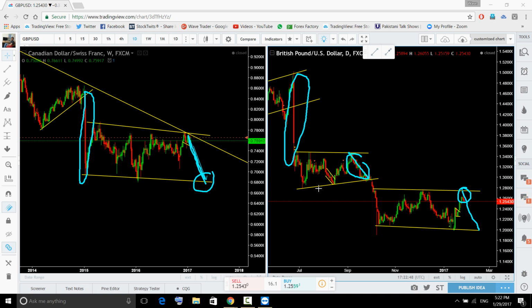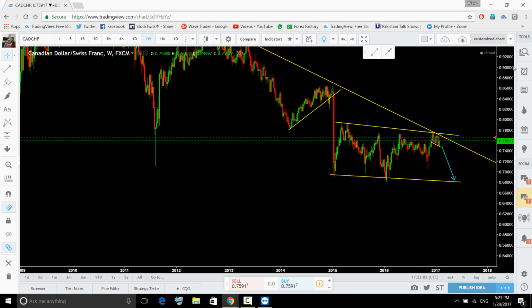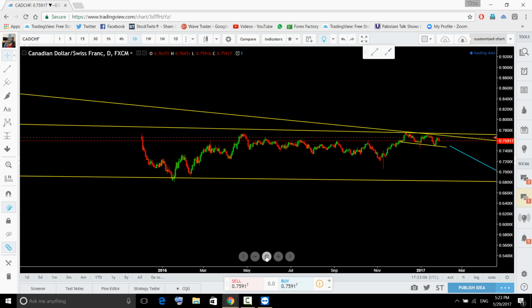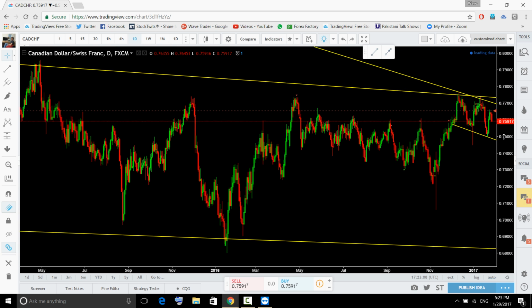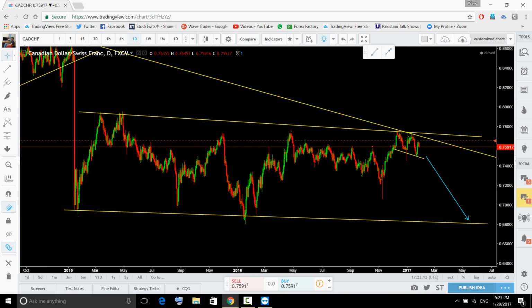All right, so this is the pattern, guys. You can see it clearly. This is a continuation pattern to the downside on CHF. Whenever price climbs and comes close to the upper trend line, we are short. Divergence is also there. All right, so short.